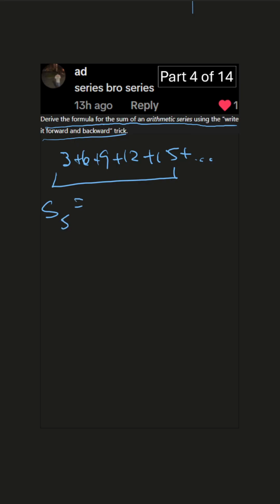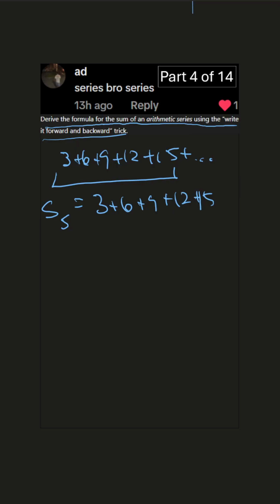So let's look at the first 5 terms of a simple pattern. 3 plus 6 plus 9 plus 12 plus 15. Now we could continue with that and just keep going, but we're only going to be concerned with the first 5 right now. So we'll call that total S sub 5. That just means the sum of the first 5 terms equals 3 plus 6 plus 9 plus 12 plus 15.